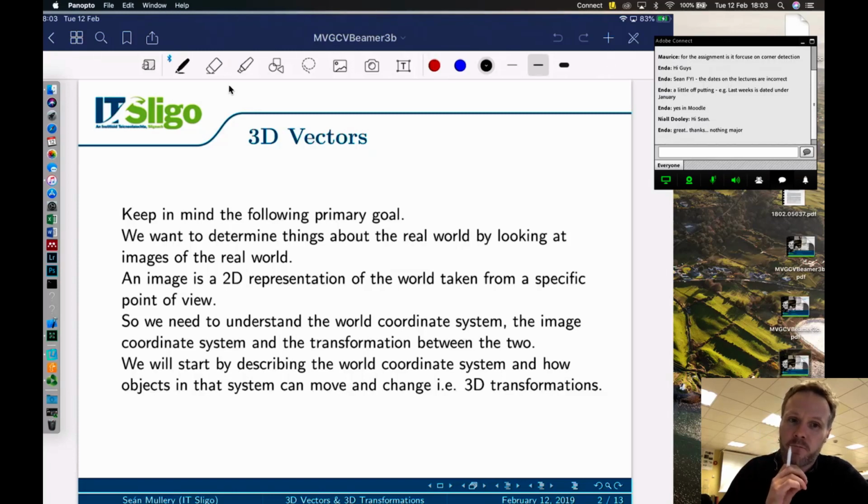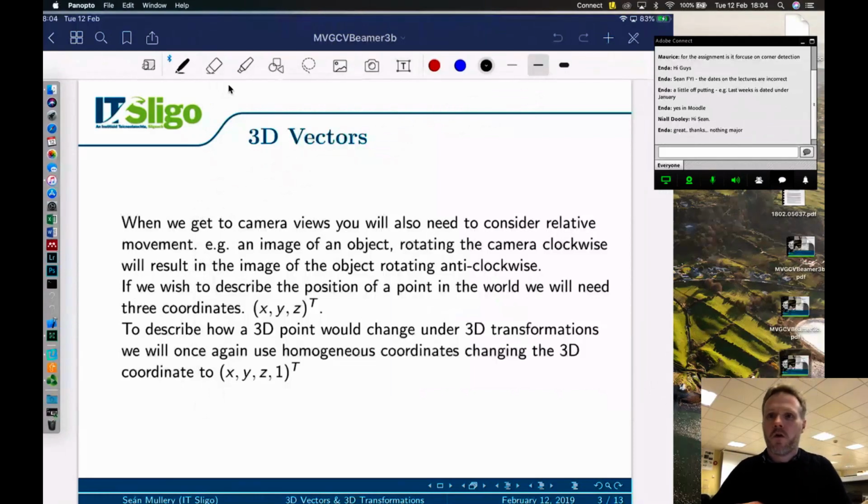So we need to understand the world coordinate system, but we also need to understand the image coordinate system and the transformation between the two. Tonight we're mainly going to be looking at the world coordinate system. Okay, so when we get to camera views, we will also need to consider relative movement.